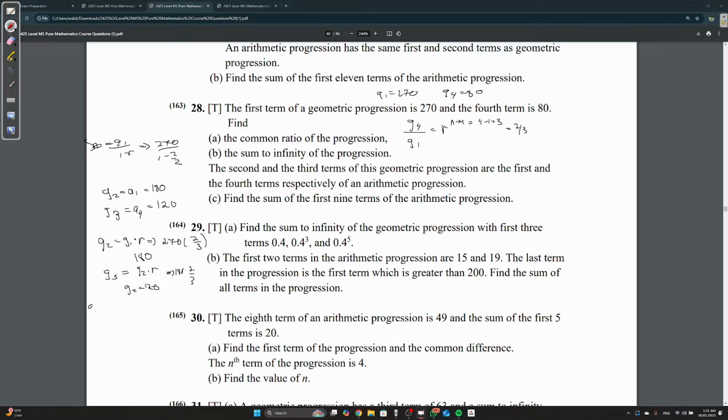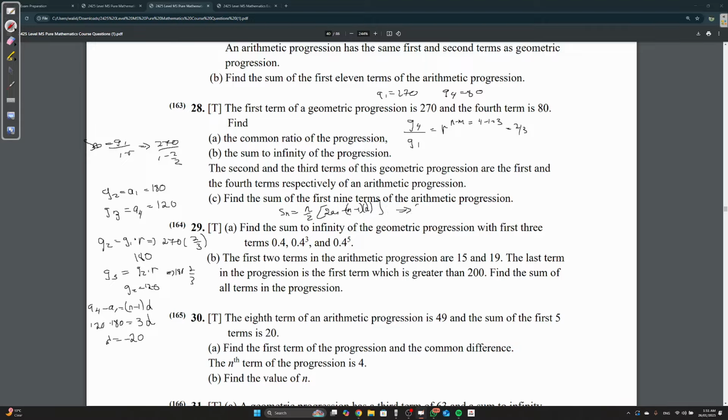How to find the difference? a4 minus a1 is equal to n minus 1 d. So a4, which is 120, minus 180 is equal to n minus 1 d, so 3d. So negative 60 equals 3d, so d is equal to negative 20. Now can we find the sum? Of course, yes. Sn is equal to n over 2, 2a1 plus n minus 1 d.